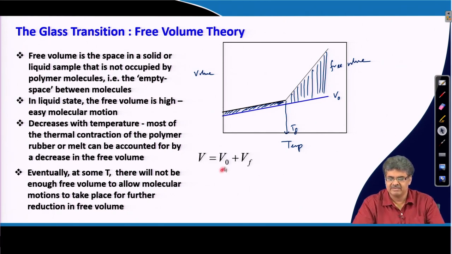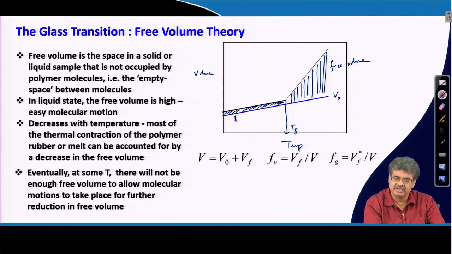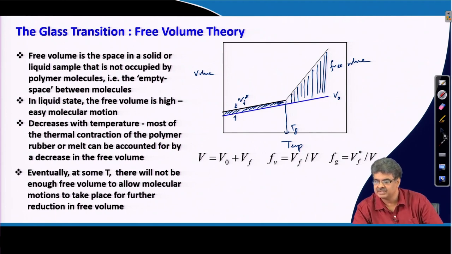So, total volume is given by the volume of the polymer molecules plus the free volume, and the fraction of free volume is given by the free volume divided by the total volume, and this is the free volume below Tg. So, this difference in volume is Vf star, the free volume below the glass transition temperature.